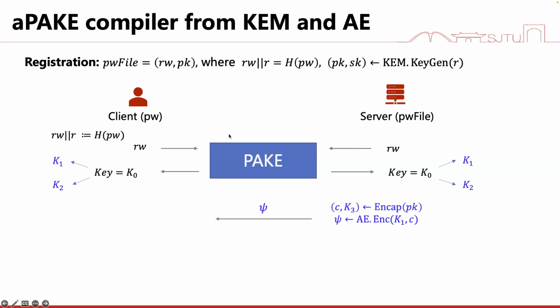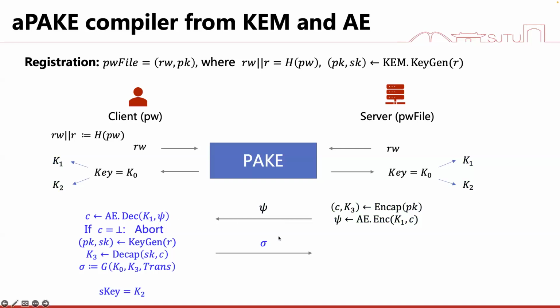After computing the PAKE session key K0, the server derives two additional keys, K1 and K2. It also encapsulates a key, K3, using the public key PK in its password file. Then the server uses K1 as the secret key of the authenticated encryption scheme to encrypt the ciphertext C. And finally, the server sends PSI to the client.